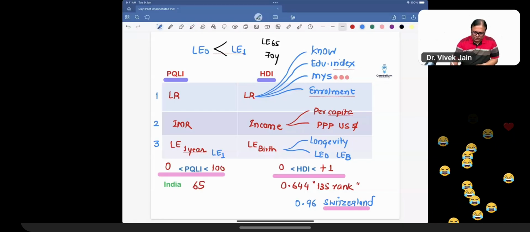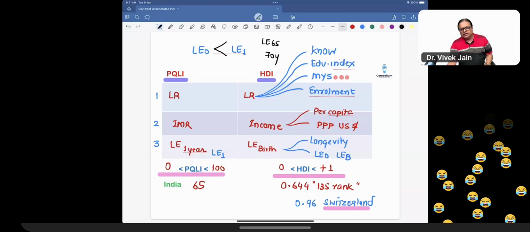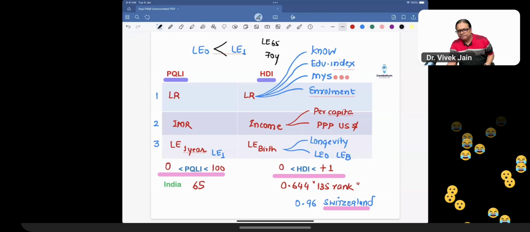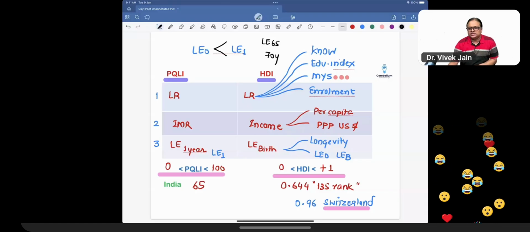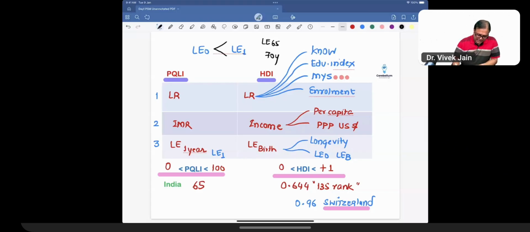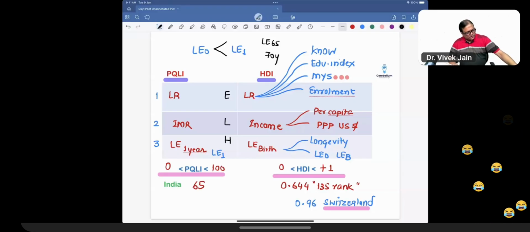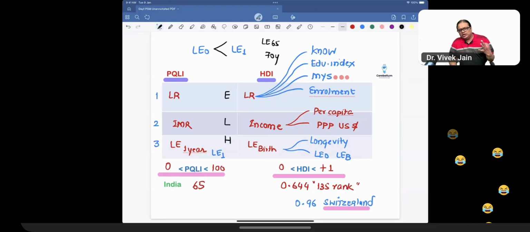If they ask you, it has three components: literacy, income, and life expectancy. Can I say HDI or PQLI develops on health, education, living standards? Which of them? Health, education, or living standards? Dr. Gujju is right. All three: health, education, living standards. Right? So they have made our life hell. You can remember hell as a mnemonic. So health, education, living standards. Three components of PQLI and HDI.